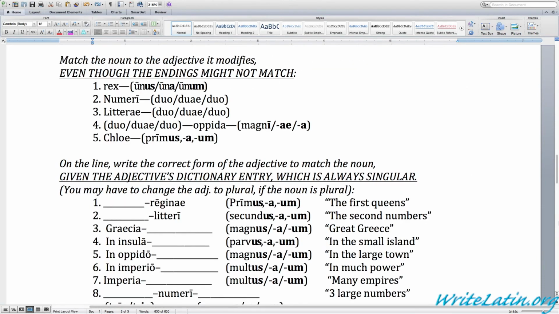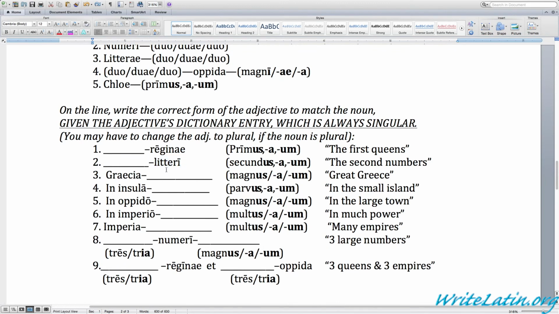All right, let's try a couple others. Letters. Secundae litterae, the second letters. Graecia, Great Greece. What case, number, gender is Graecia? Well, I don't see a macron there, so it's not ablative. It's singular, because I don't see E or I. And I know that there aren't plural Greeces, so it can't be neuter plural. And what gender? Well, it ends in A, so it's probably feminine. So we're going to pick feminine nominative singular.